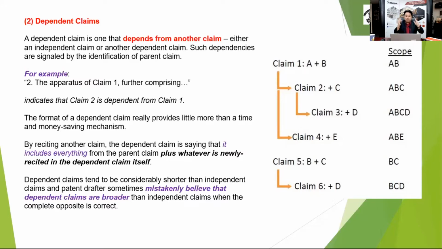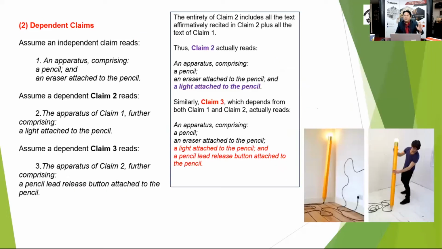Understand? So please bear in mind that if you have new elements to recite, don't do it in the dependent claims. Do it in the independent claims. Then in dependent claims, you can describe further what you include or what you mean by that element as mentioned in the independent claims. I hope everyone is with me until now. Okay, let me give an example.